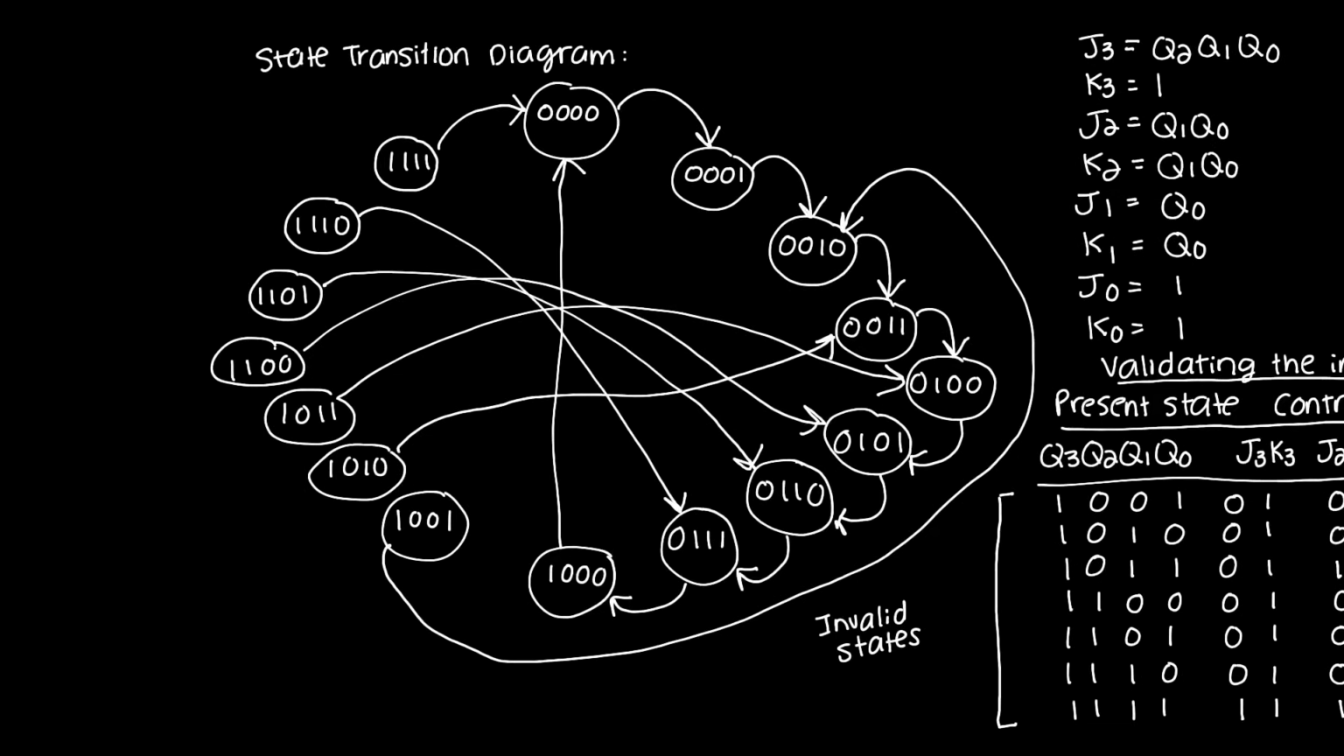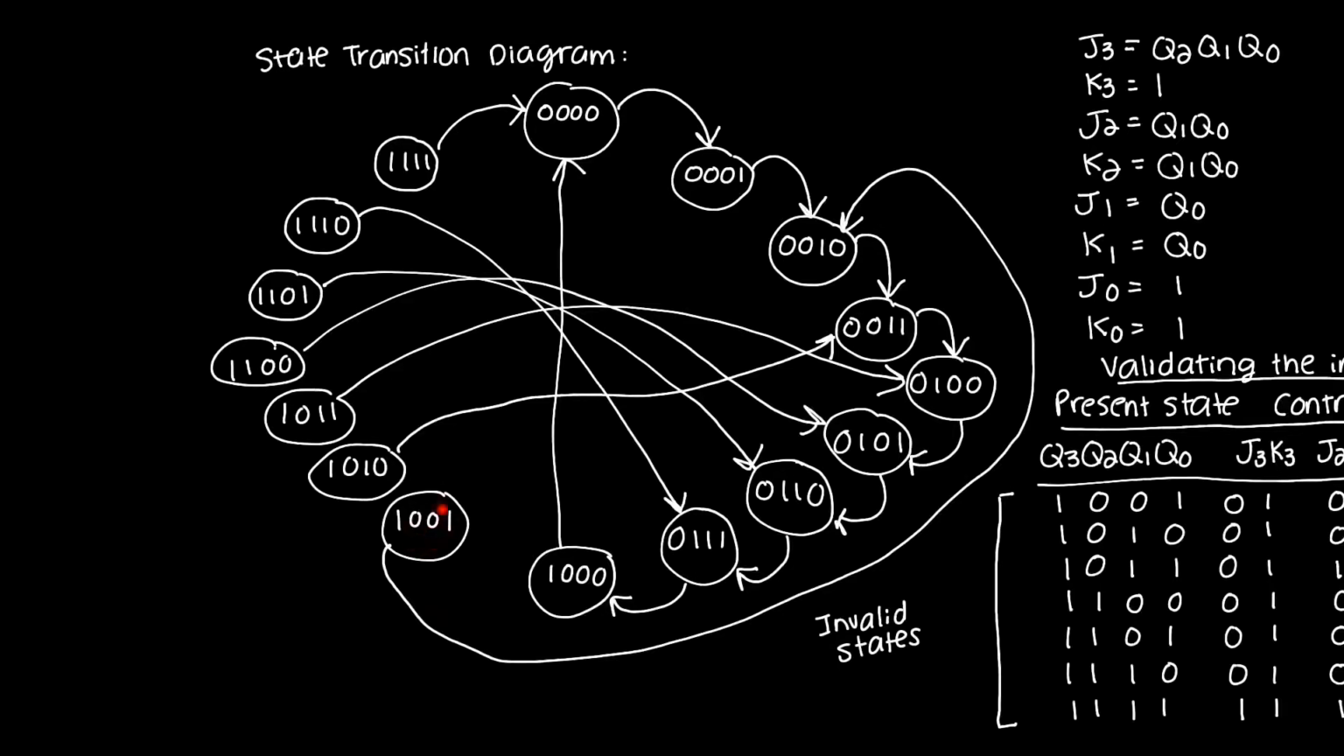Now, what am I looking for here? I'm looking to see that if I happen to power on the counter in any one of these invalid states over here, that I will end up at some point back in the valid counting sequence, which is somewhere in here. Because once I'm in here, I'm stuck and I can't get out. And in fact, I do see that that is what happens.